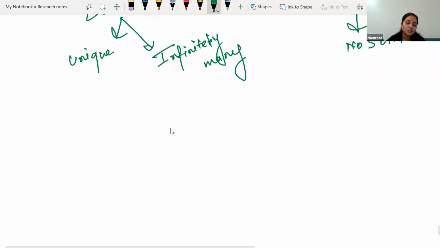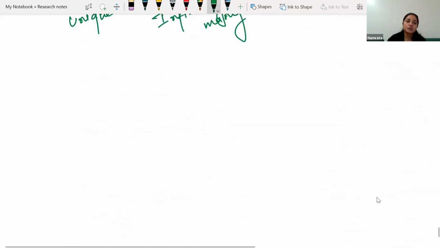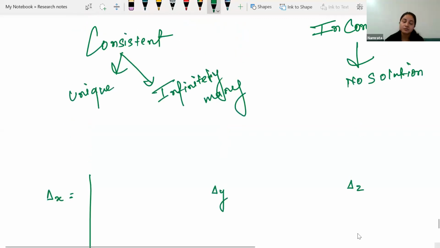Now what is the condition? This is delta. We write the determinant like this by taking the coefficients of x, y, z. Here we will be making delta x, delta y, delta z. First see how we will be writing delta x, delta y, delta z. Then I will write Cramer's rule over here, and you will be able to understand it. So what exactly is delta x?